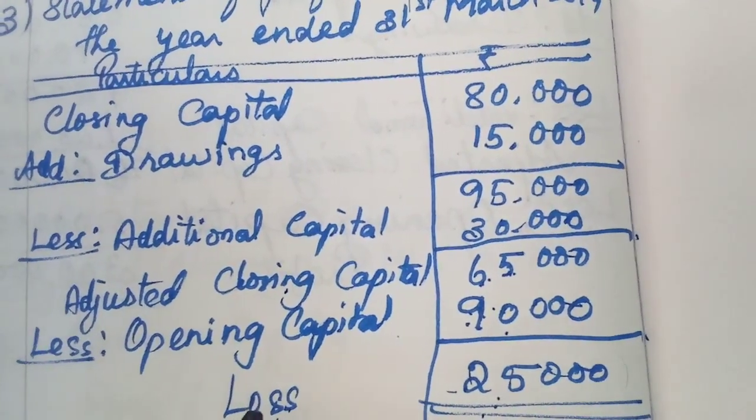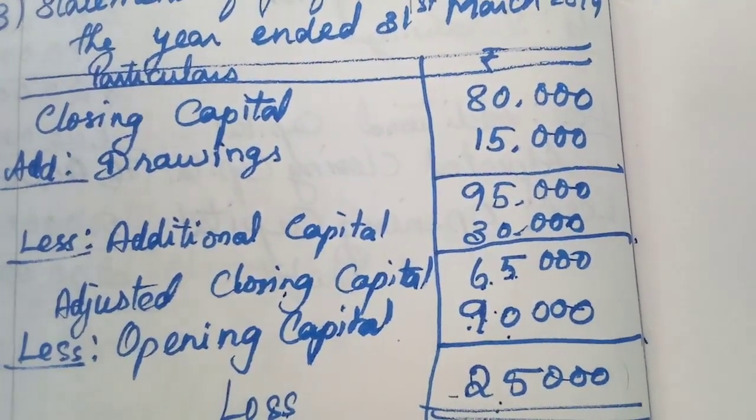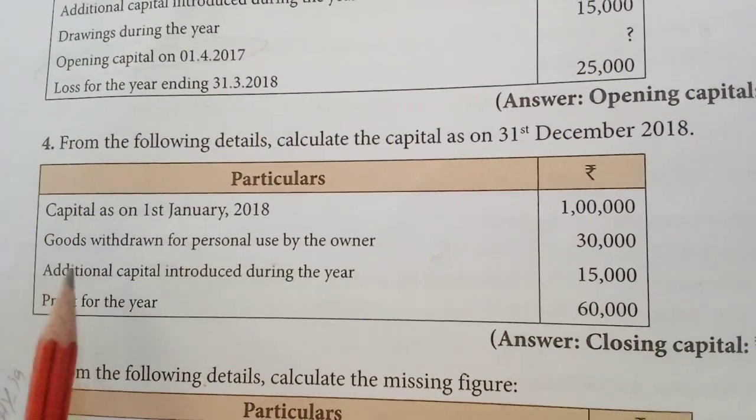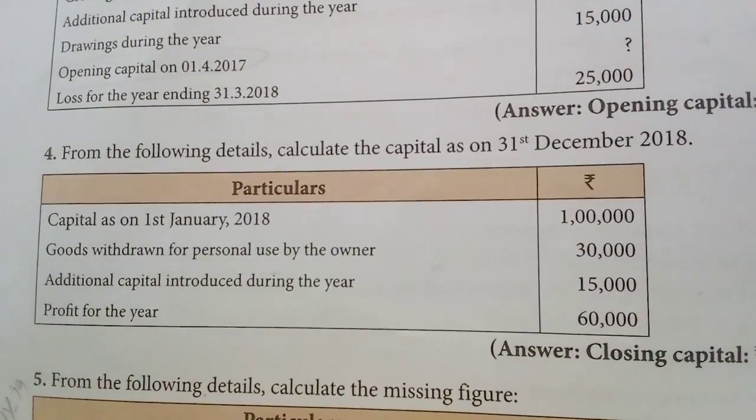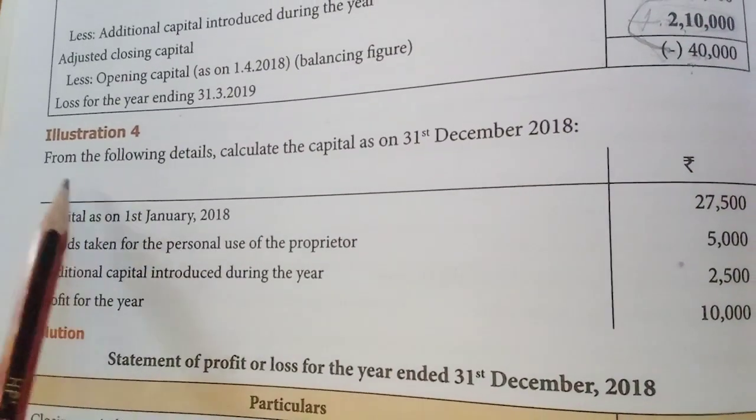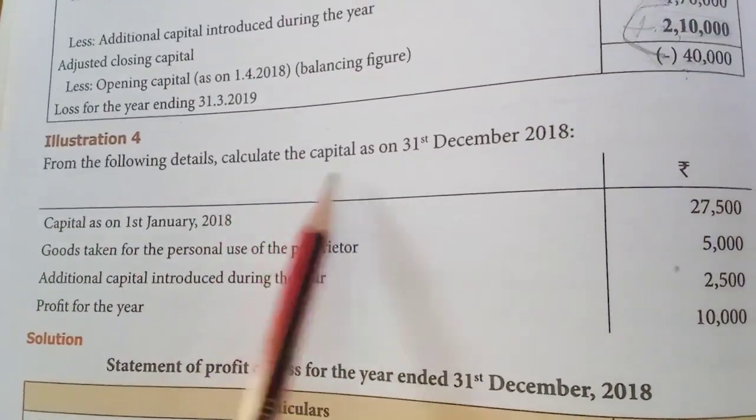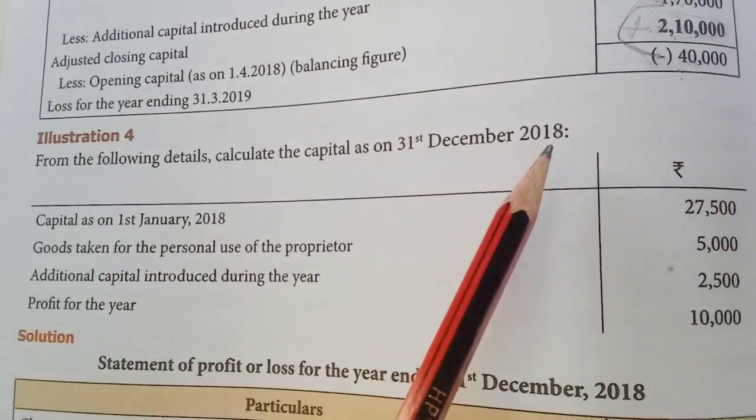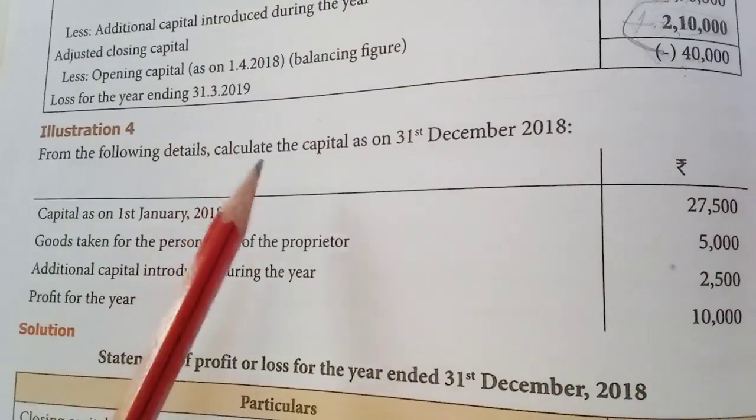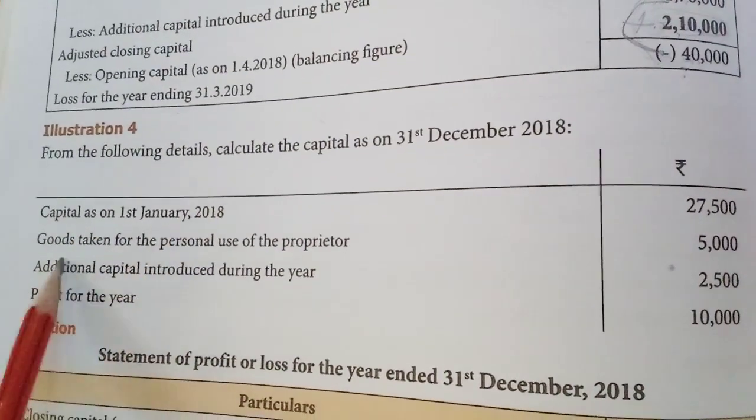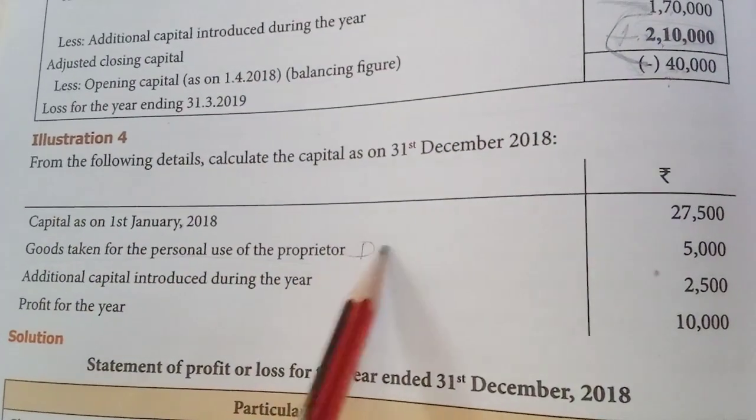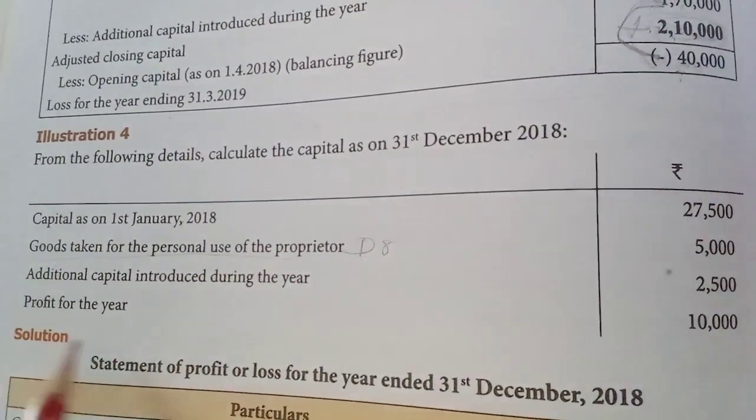Okay, we will see the fourth example and exercise. Now we will see the fourth illustration. From the following details, calculate the capital as on 31st December 2018. Here they have asked for the closing capital. Opening capital is given, goods taken for personal use, what is this one? Drawings. Then additional capital is given, profit is given.